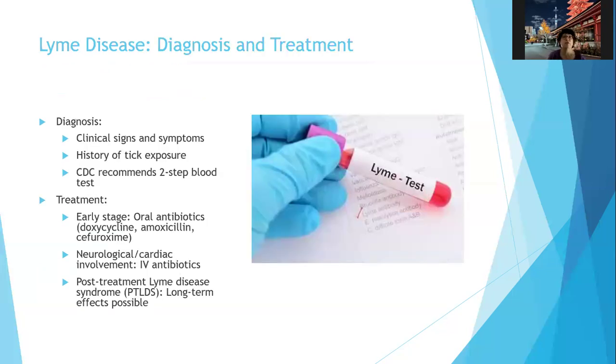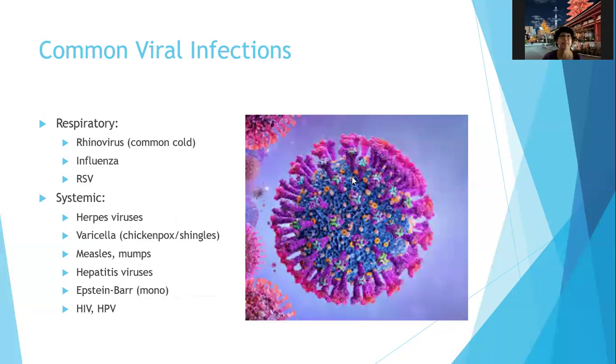It's diagnosed with a two-step blood test. They go by clinical signs and symptoms and history of tick exposure. In the early stage, they give you oral antibiotics. If it's developed into neurological or cardiac symptoms, then they go to IV antibiotics. And there is a post-treatment Lyme disease syndrome, PTLDS, which can have long-term effects. So watch out for ticks, especially if you're in the Northeast.